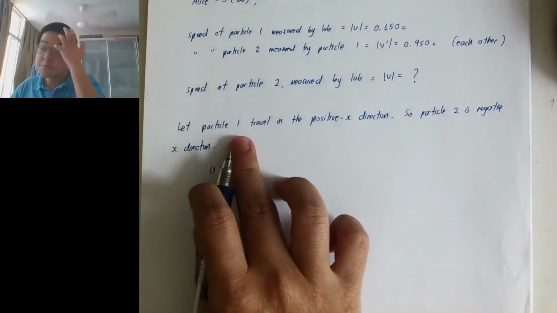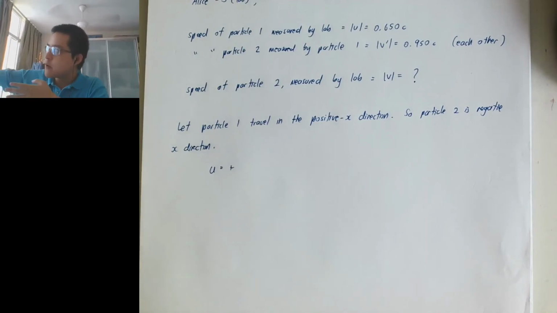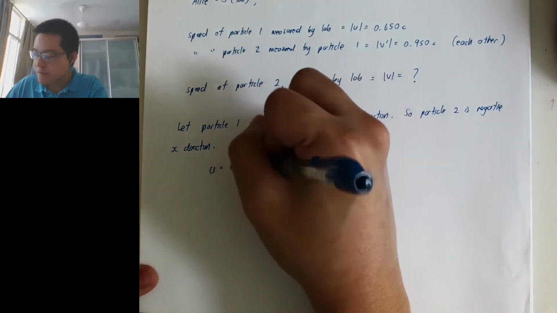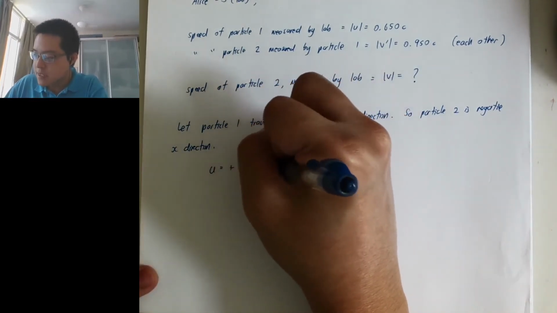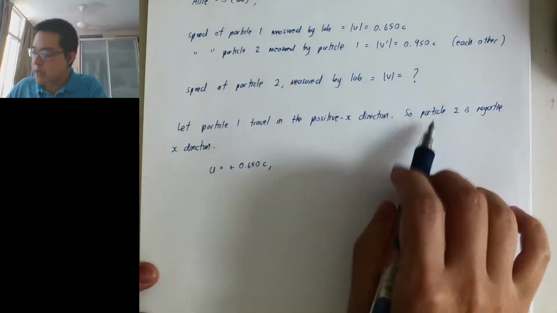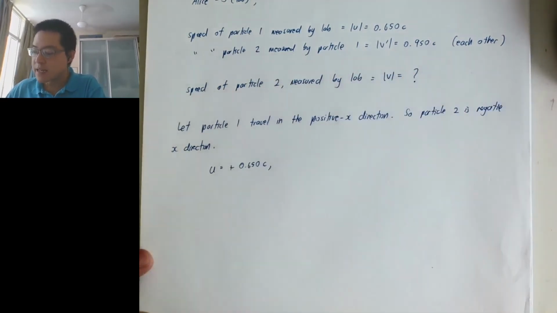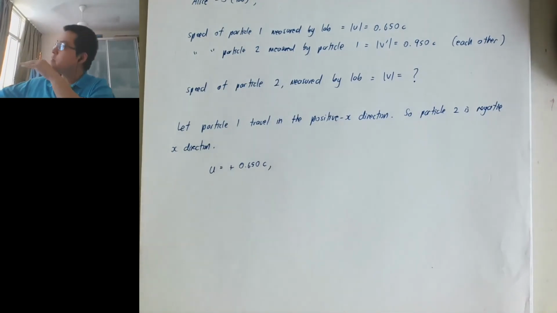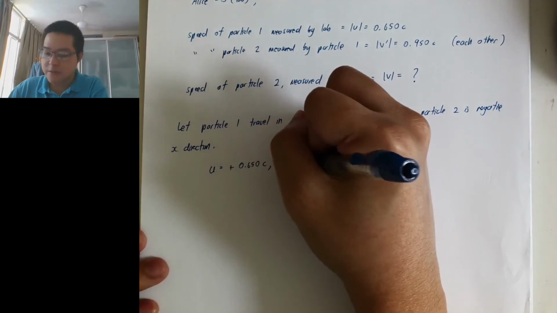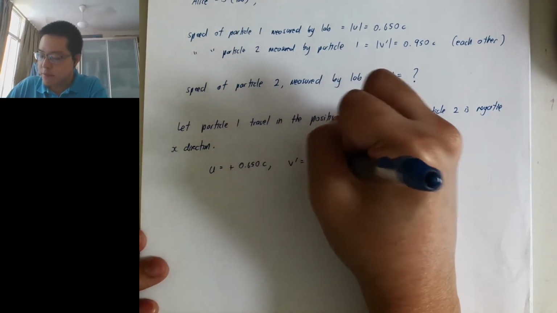So Bob is particle 1. He's traveling forward at positive x, so it's positive 0.650 c. And then particle 2 is in the negative x direction, so particle 2 is coming towards Bob, right? From Bob's point of view, particle 2 is coming to him. So it's negative 0.950 c.